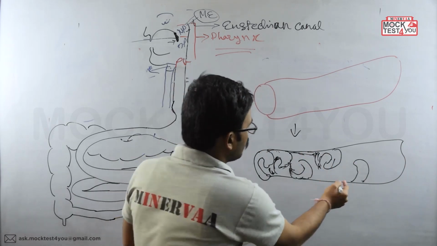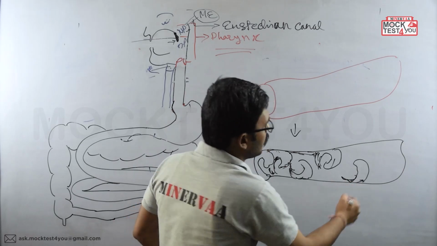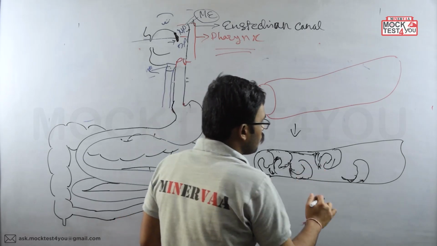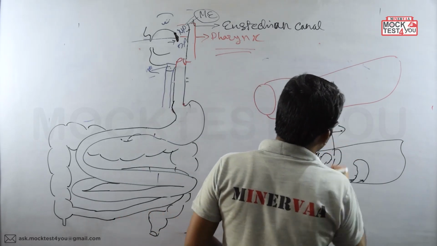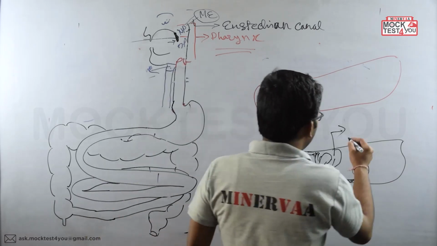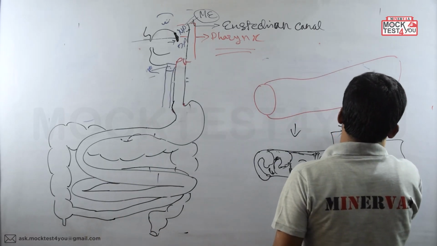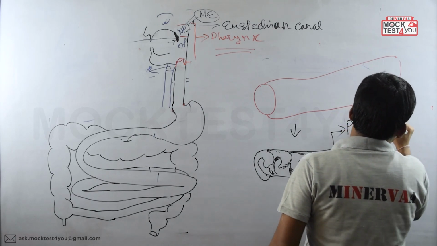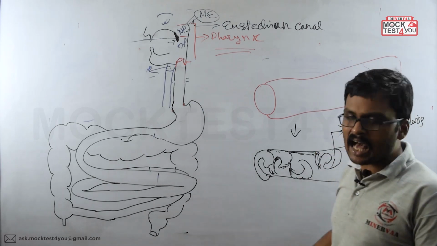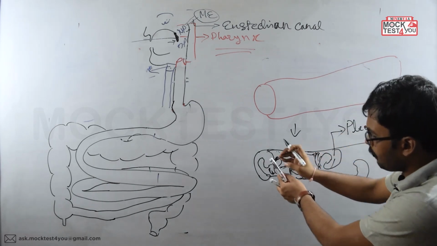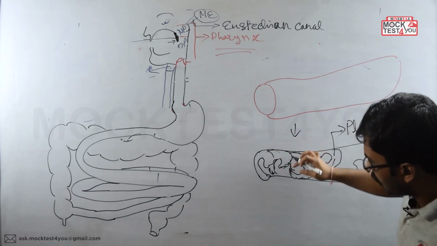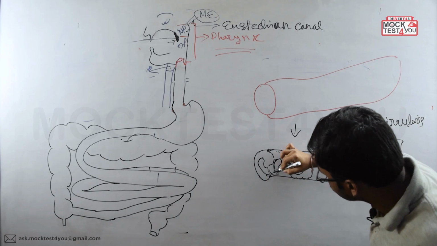So this kind of circular extensions I can see from the wall, okay, clear? Now these circular extensions are called as what? These circular extensions are called as plica circularis, okay? Now what is the function of this plica circularis, which is extending from the inner wall?